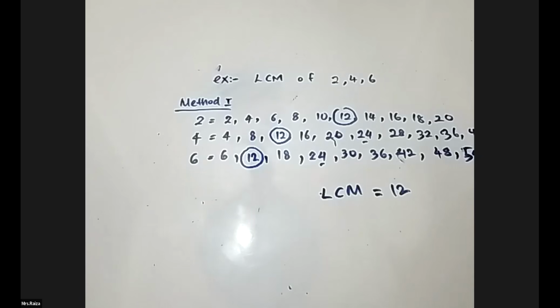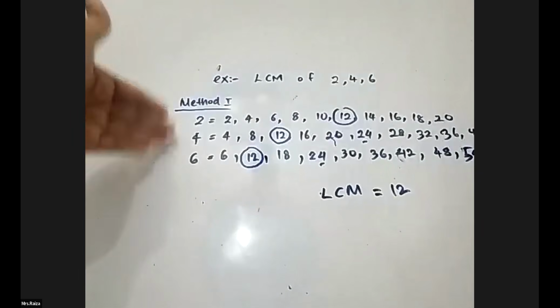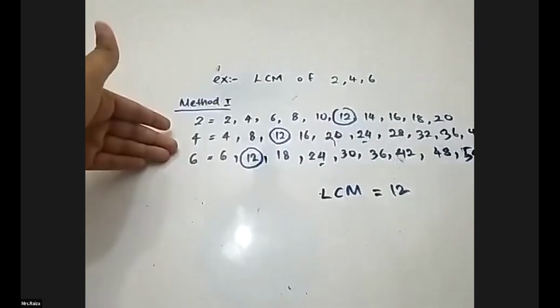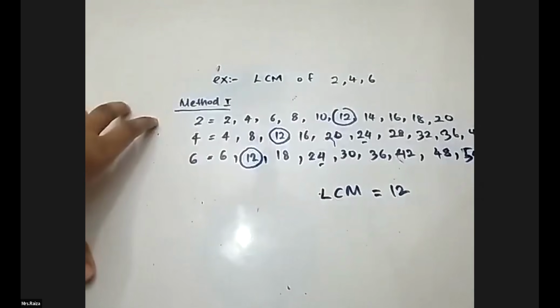Before I teach you that method, we'll copy down this. First write down example 1, and copy down this one: LCM of 2, 4, 6. And please take the note. Write down method 1 and take the note. Okay. Copy down this one and take the note.